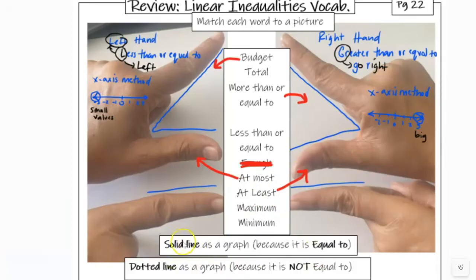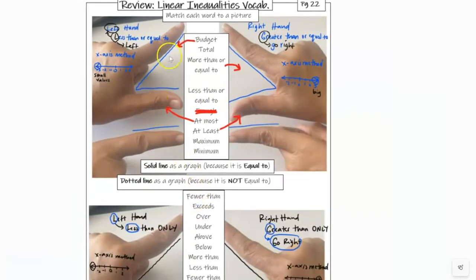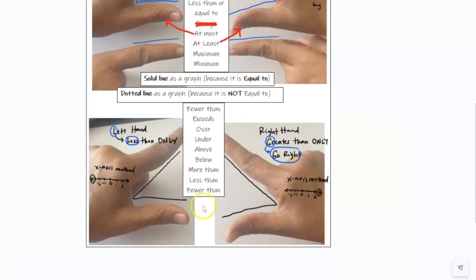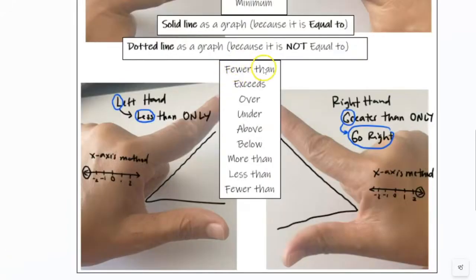A solid line has this equal sign underneath. This equal sign makes my line solid because it is equal to. A dotted line is not equal to because it doesn't have this line underneath. So anytime you have less than or equal to, or greater than or equal to, it is a solid line. It is a dotted line if you don't have the equal to underneath. I have fewer than $20, so fewer than means less, and less is left hand. Fewer than $20 means 19, 18, 17, 16. Do I include 20? No, because fewer than does not include that number. So that's going to be in this direction.